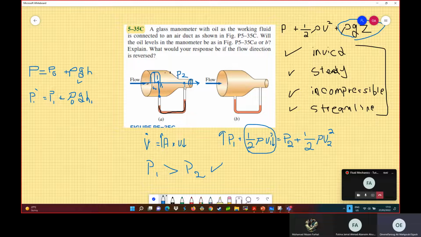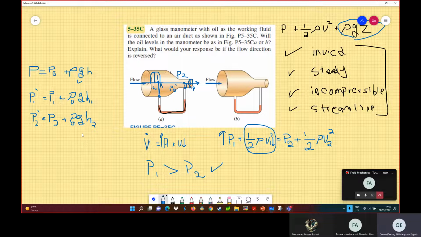P2, add for it H2, this one, H2. Then I will have here P2 prime. Okay, so P2 prime is equal to P2 plus rho of the oil, G, H2.